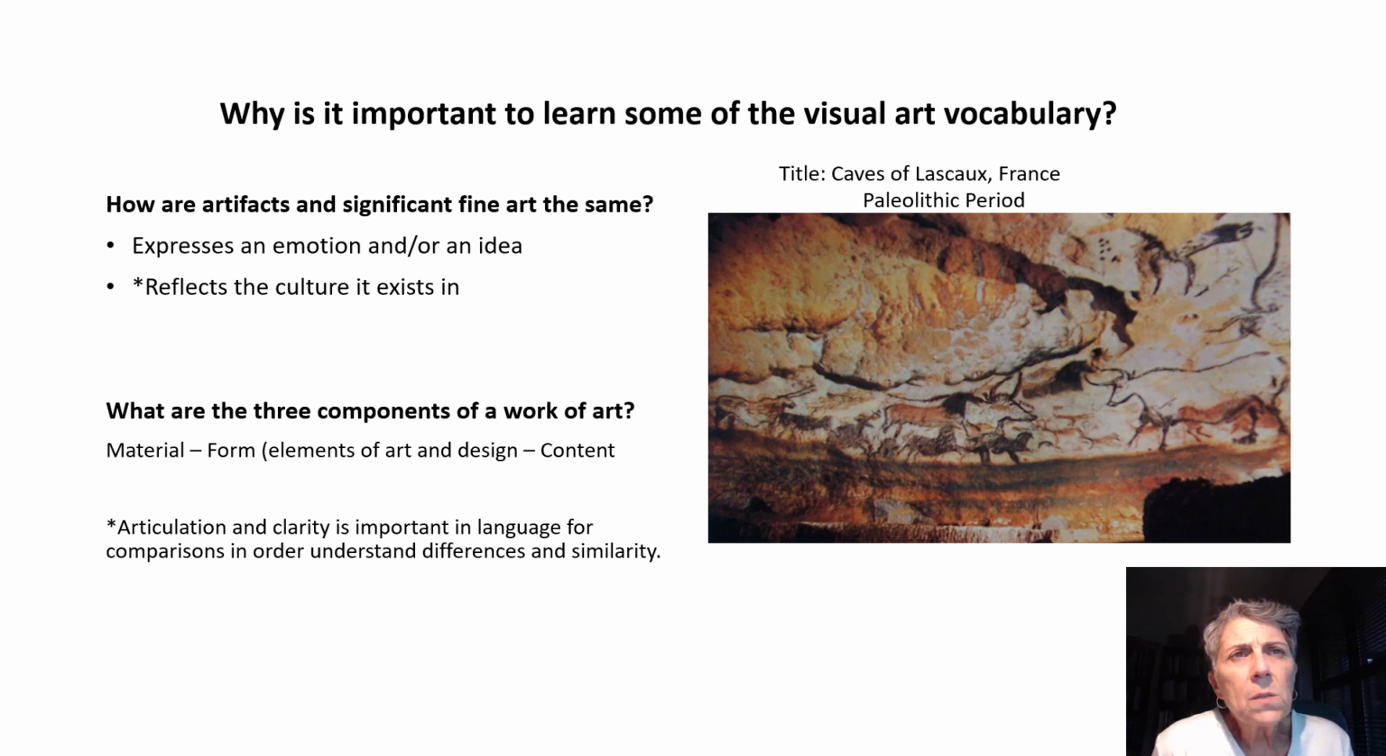So first of all, the sheet that you're going to print off has general terms like 2D, 3D, etc. But then we have the elements of art and principles of design. Now, if I go to that last question, what are the three components of a work of art? They are all equally important: material, form, and content. I'm going to go from the back towards the front.